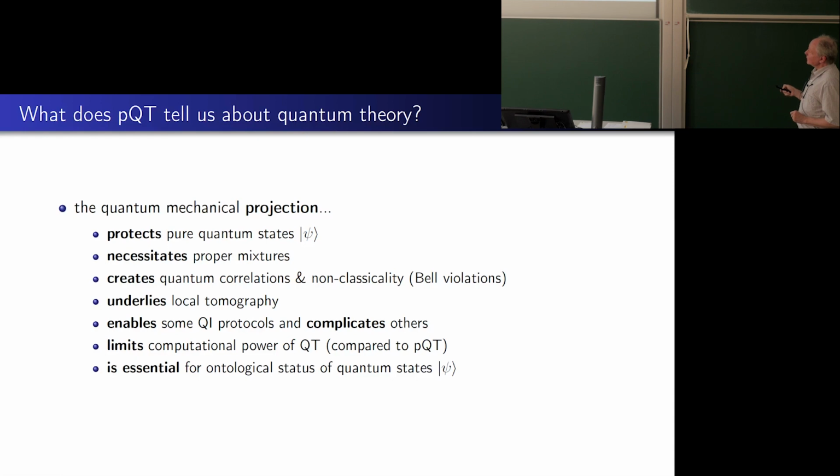So that's what the projection enables, and it complicates others. The extraction of the state after a quantum circuit is much harder to come by. That's related to the protection up there. It limits, in fact, the computational power of ordinary quantum mechanics. Normally, we think of quantum theory, quantum information, improving the computational power, but that's compared to classical mechanics. And then the projection is, in fact, essential for the perennial question of the ontological status of the quantum mechanical state. Because if we change our update rule to a passive one, we just deal with an object which we can handle and look at and identify.